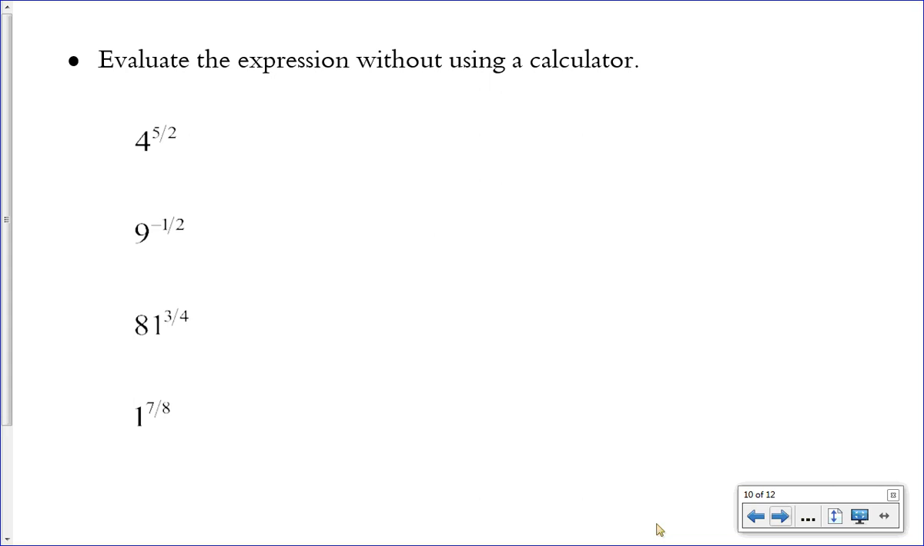So evaluating some of these expressions, you may not think you could do these without a calculator. These seem really complicated. But if you are given a number as your base, it's actually really quite simple as long as you remember to do the root first.